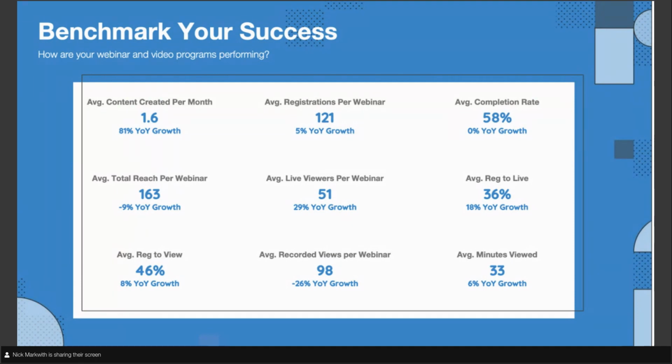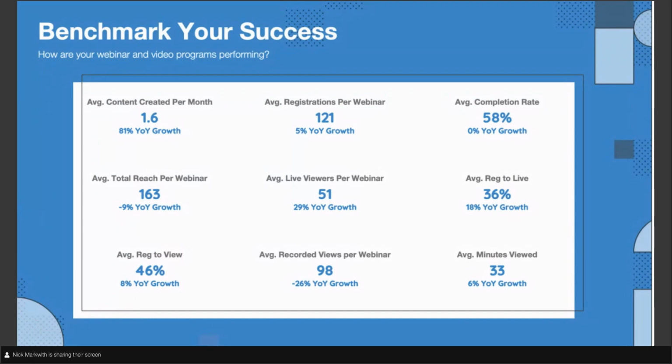The completion rate hovered around a little more than half. And again, you'll see the average reg to live. So again, people who registered and then attended live was about 36%, but the average reg to view was about 46%. So still more than half of people who register are not going to attend your presentation.